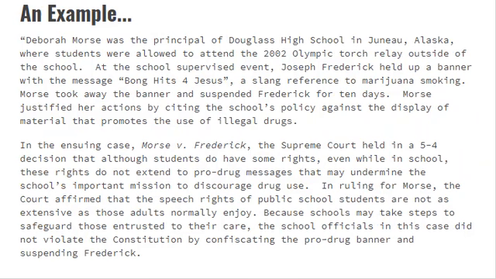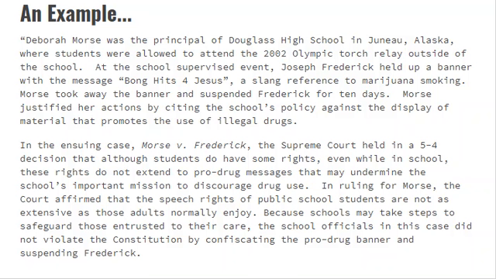So here's an example. Quote, Deborah Morse was the principal of Douglas High School in Juneau, Alaska, where students were allowed to attend the 2002 Olympic torch relay outside of the school. At the school's supervised event, Joseph Frederick held up a banner with the message, "Bong hits for Jesus," a slang reference to marijuana smoking. Morse, so that's the principal, took away the banner and suspended Frederick for 10 days.